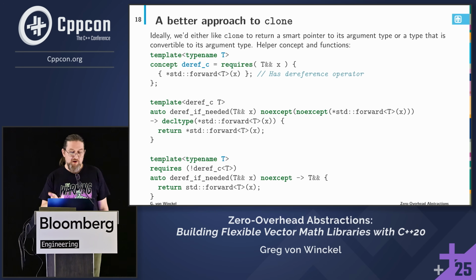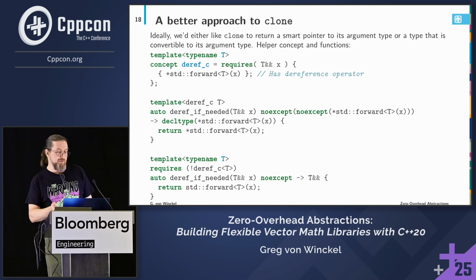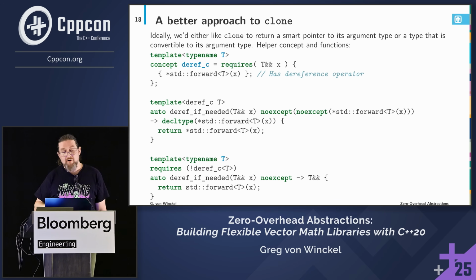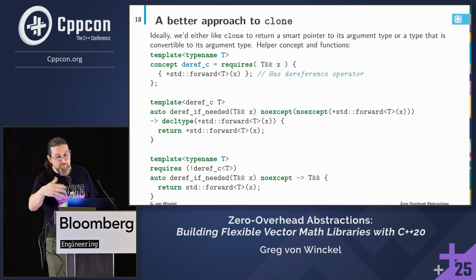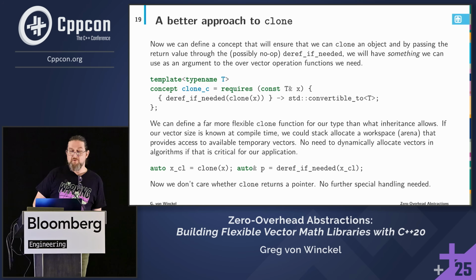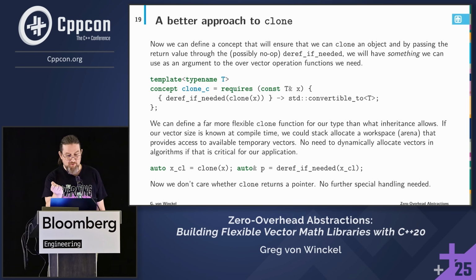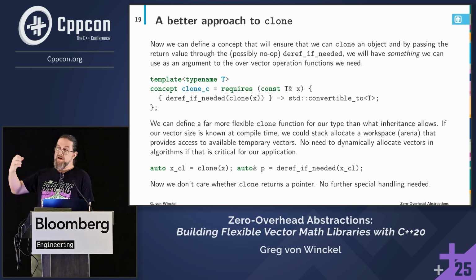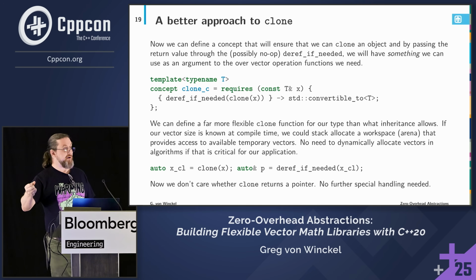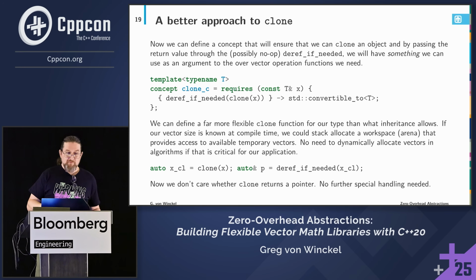You just want to write the algorithm in a uniform way. And so whenever you clone something, if you apply deref if needed, if that thing happens to be a pointer, well, then it will dereference it. Make sure that you keep it in a scope so you don't get a dangling reference. But if it's not, then nothing happens. It just passes through, and that lets you write uniform code for both cases. So then we can write a concept for a thing that can be cloned, and a thing that can be cloned is something that I can pass to a clone function and take that result and apply dereference if needed and get something back that is convertible to the type that I started with, right?